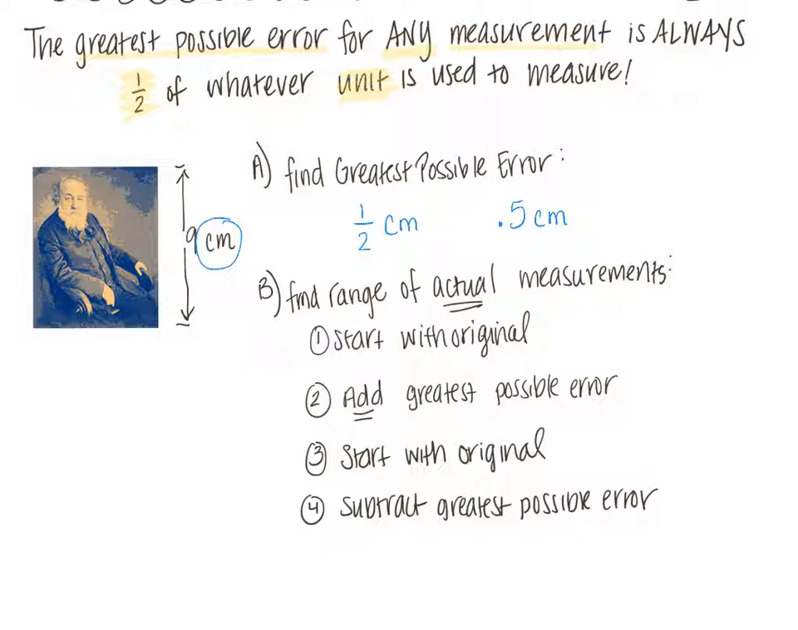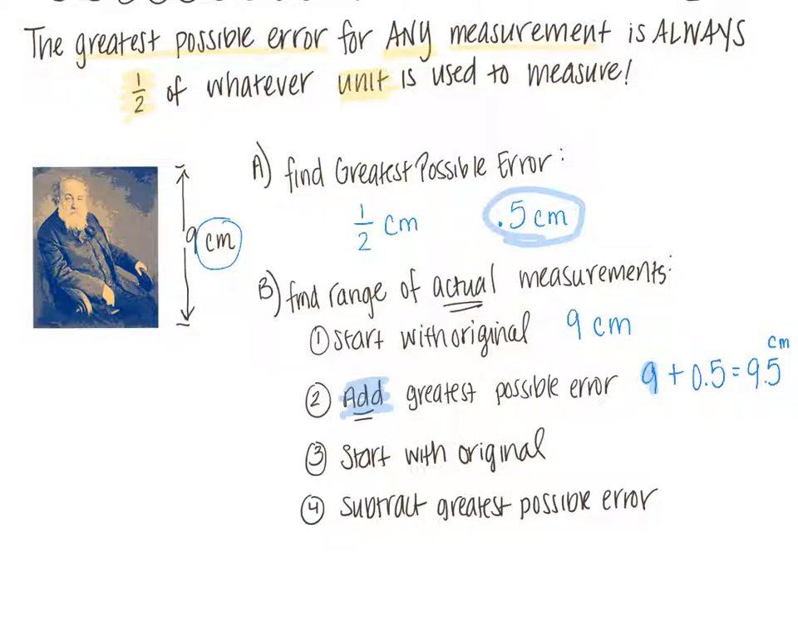All right, but then let's say that I ask you to find the range of actual measurements. How tall could this picture actually be without human error? Well, I start with my original, which is my 9 centimeters. And then I want to add the greatest possible error that I could possibly have. So I'm adding this 0.5. 9 plus 0.5 is going to give me 9.5 centimeters as one.